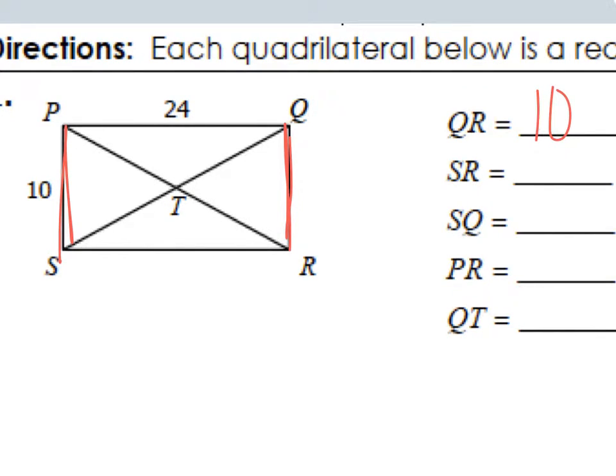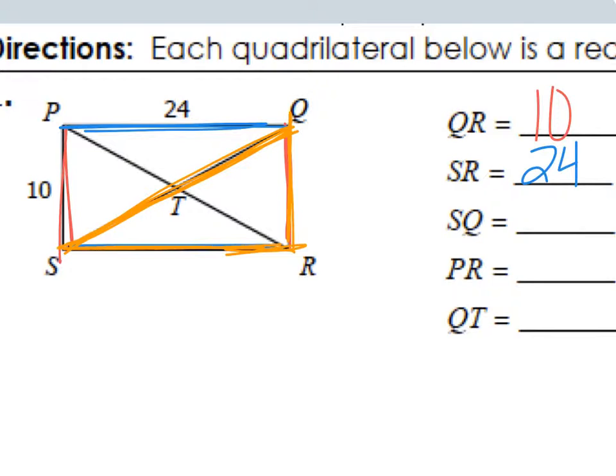Next they ask for SR. SR by definition has to equal PQ, so SR is 24. Okay, one of the things I noticed looking at this picture is I do have my diagonals in there. Okay, and that's going to come in handy in terms of what I do next, okay, because it's asking me to solve for SQ. SQ is the diagonal, okay, and if I trace this particular part of the triangle in orange here, I see I actually have a right triangle.